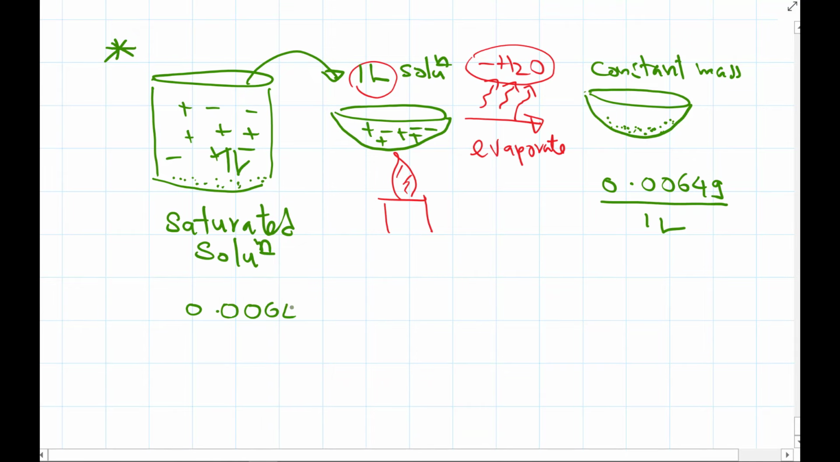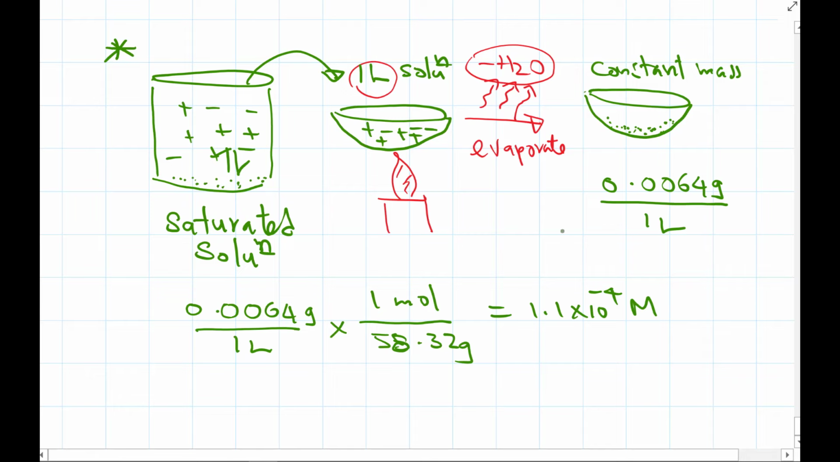So we put the 0.0064 grams in 1 liter, and 58.32 grams per 1 mole, because we need to cancel the grams. We need moles over liter. So that's the moles over liter we calculated, that's big M, moles over liter, that is S, the molar solubility. Now we are back to the normal thing. This is stoichiometric and a little bit more thinking to do.